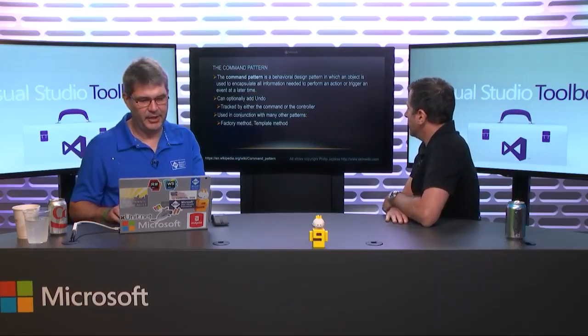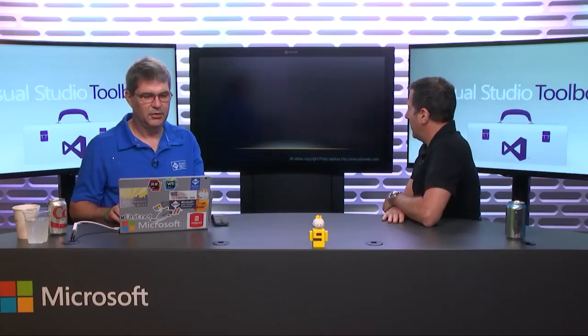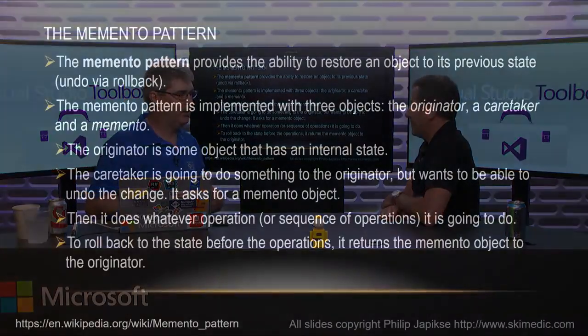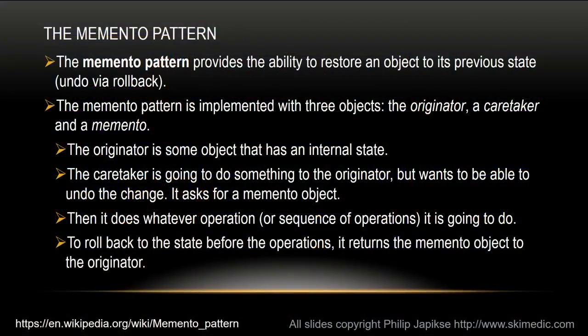Okay. The Memento pattern actually does stand on its own, but it works really well with the command pattern as well. And what really matters is just that first sentence. Again, lots of words on here that your viewers can read at their leisure, or they can hit pause on their computer and read it and not have to try and read it while I speak. But the Memento pattern, easy for me to say, provides the ability to restore an object to its previous state. So it's an undo via rollback.